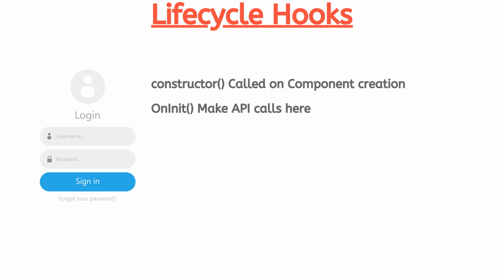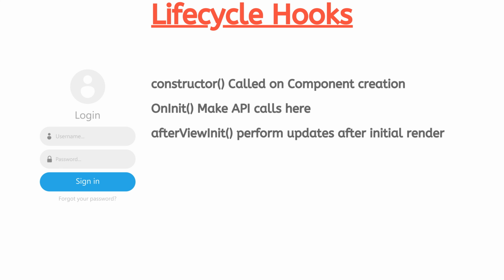In this particular hook, we can make the API calls and get the data, and this data can be passed to the HTML also. So whatever data you want to pass to the HTML can be added in ngOnInit. Suppose you have a table and you want to display the data records, that can be added in ngOnInit: make the API call, get the data and display it on the page.